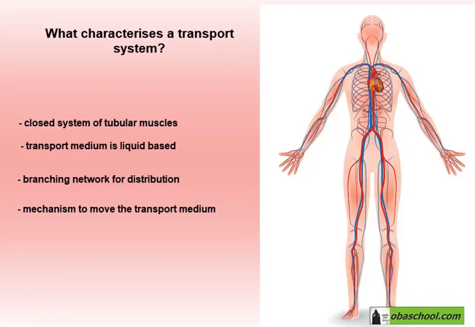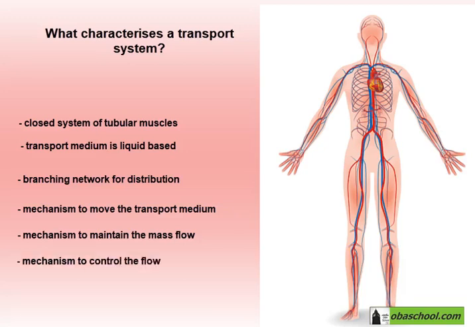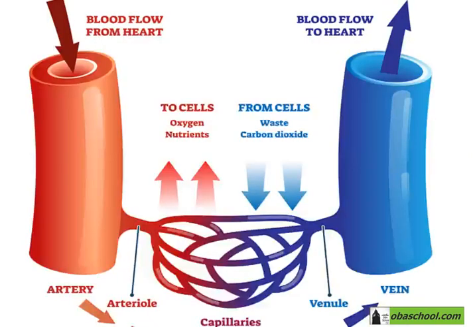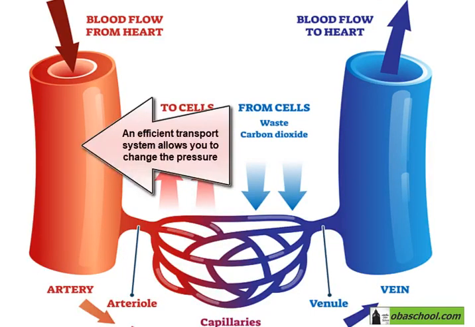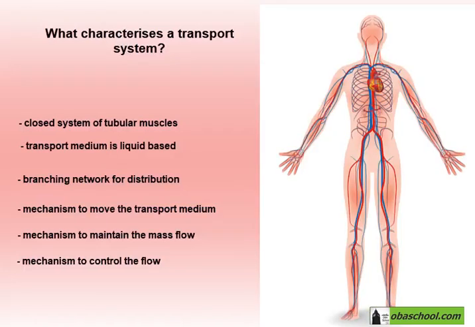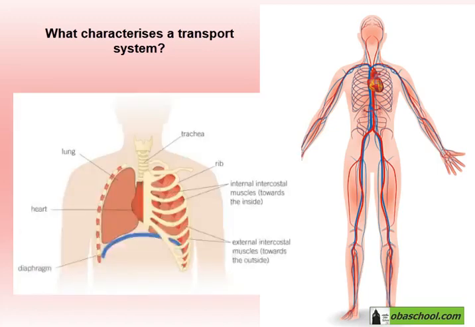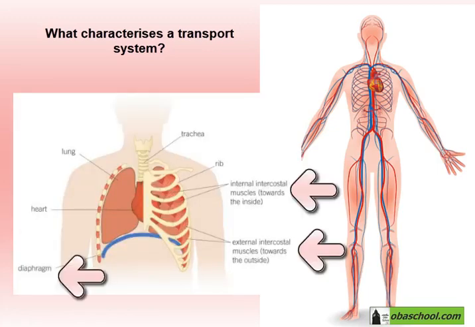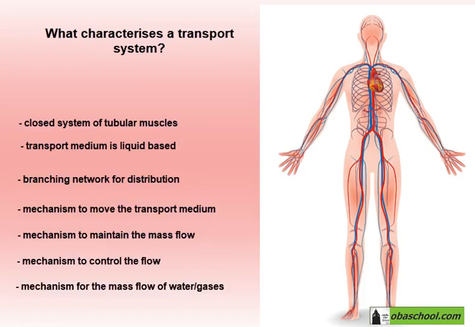A fifth one would be a mechanism to maintain the mass flow, like valves, and we will see these later. We also have a means of controlling the flow in order to change the pressure, for example, or the speed of movement of the materials around the body to suit the needs of the different parts of the organism. And finally, you need a mechanism for the mass flow of water or gases. And we see this during the breathing process with the intercostal muscles and the diaphragm in mammals. So this is a very detailed introduction on transport systems and why large organisms need them.